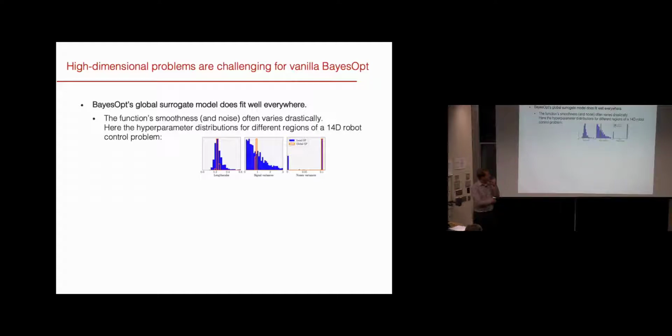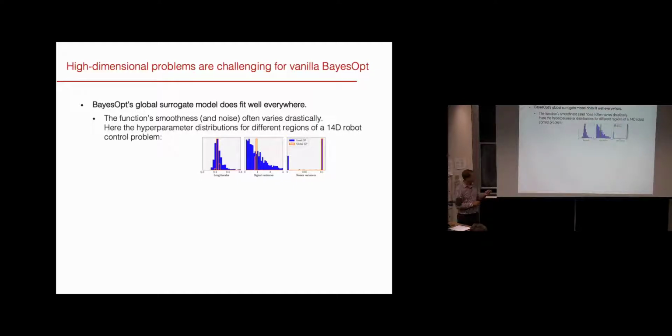So let me first make a point why high-dimensional problems are hard for standard Bayes-Opt. I think the first hypothesis is that a global surrogate model is a bad choice for a high-dimensional problem, because in a high-dimensional problem, the nature of the function often varies a lot depending on where you are in the search space. Particularly, the smoothness might change. The function might be more wiggly in some areas, less wiggly in others, and also the observational noise in the function evaluation might vary depending on where you are.